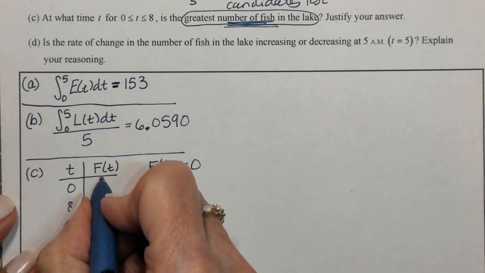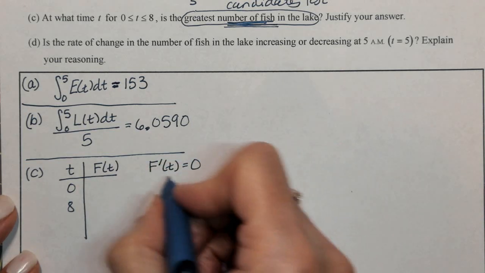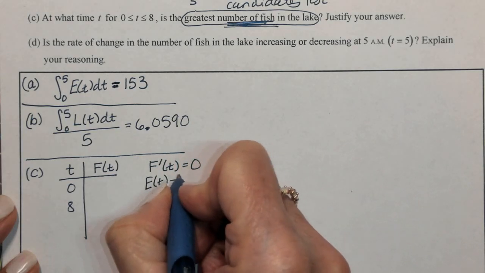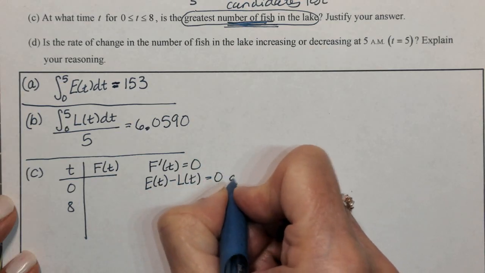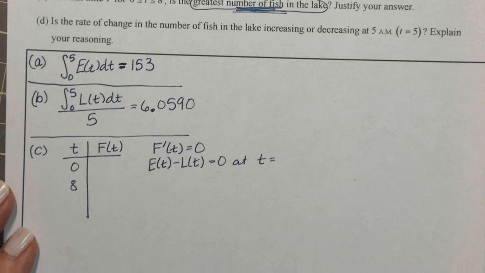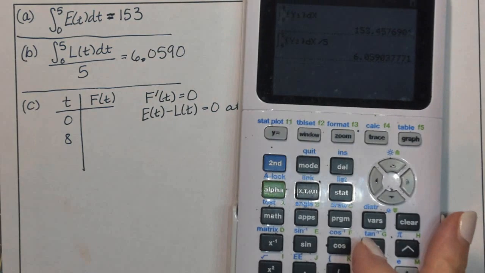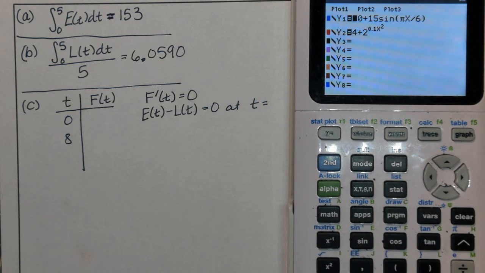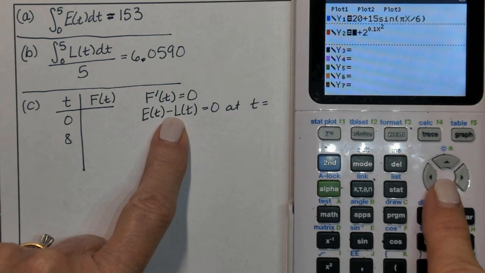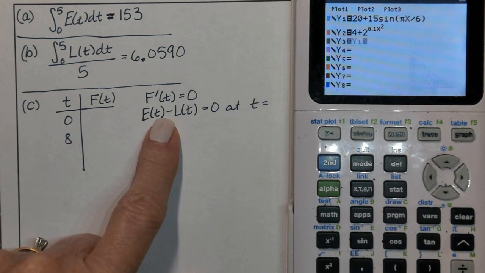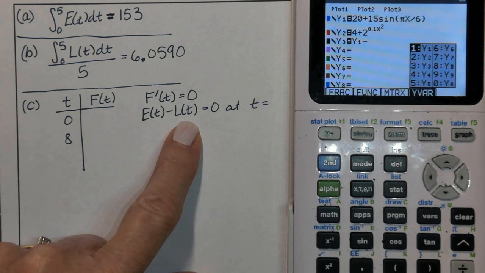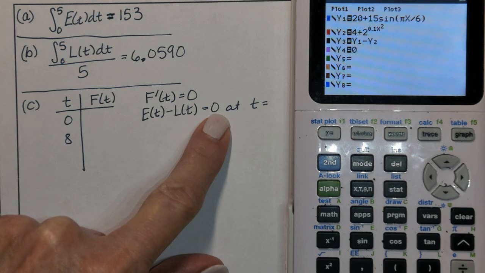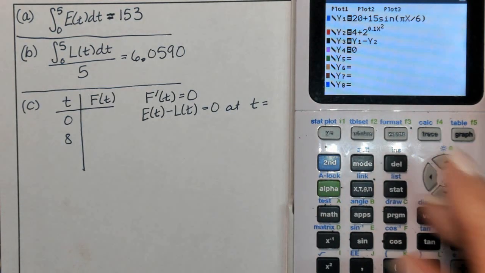F prime is the rate of change of the fish, right? So f prime is the rate in minus the rate out. Rate in minus rate out. So I'm going to go to my y equals screen. I'm going to create a third function, y1 minus y2, and I'm going to see where that is 0. So I'm going to create a fourth function for 0.